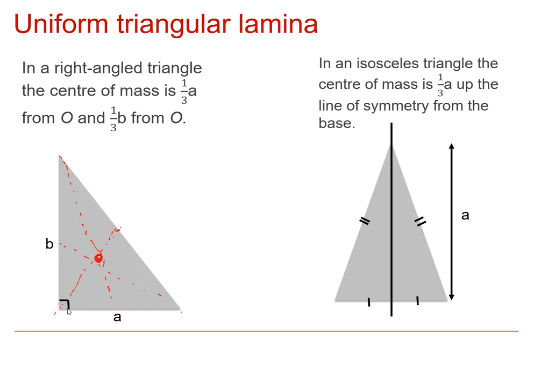So how do I get from the origin? If I place the origin here, well, the whole width of the triangle is A, so to get as far as that I'll be doing 1/3 of A, and then to go up I'll be going up 1/3 of B. Alright, so the centre of mass there will be (1/3 A, 1/3 B).